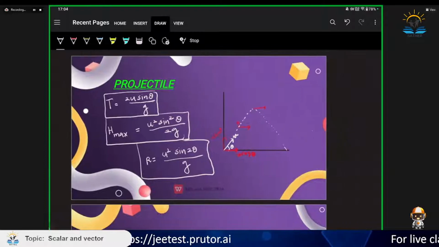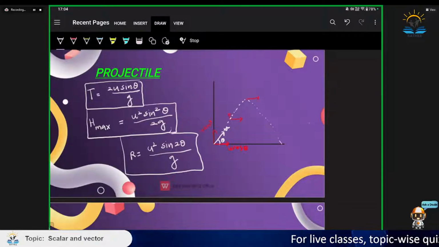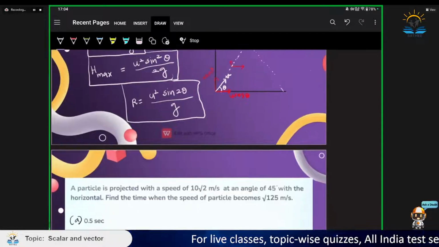So these are the main equations. Time period t equal to 2u sin theta by g. Maximum height h max equal to u square sin square theta by 2g. Range R equal to u square sin 2 theta by g.